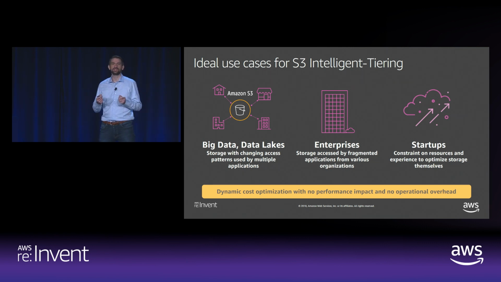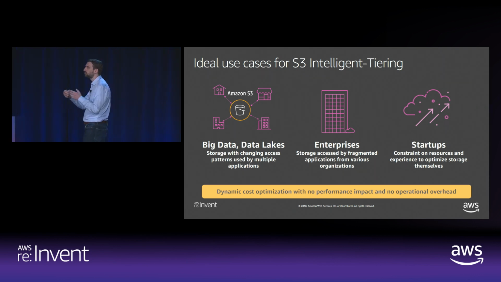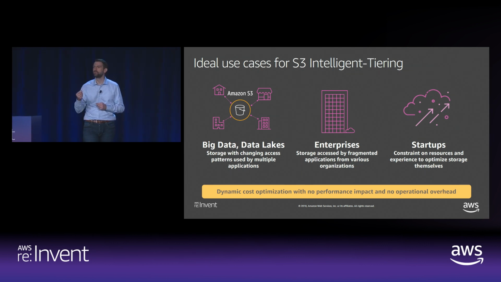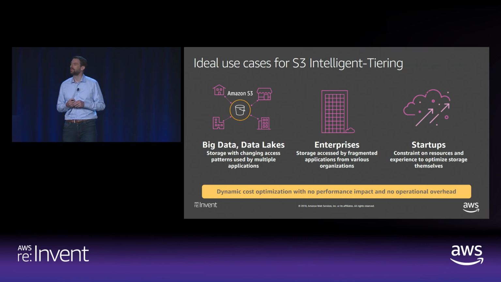So for these use cases where you have a lot of fragmented applications and a lot of different users accessing your buckets because they need to do something with the data, those access patterns are changing. And with S3 Intelligent-Tiering, if an object is not accessed for 30 days, it moves automatically to the infrequent access tier, and this customer would save money on that.